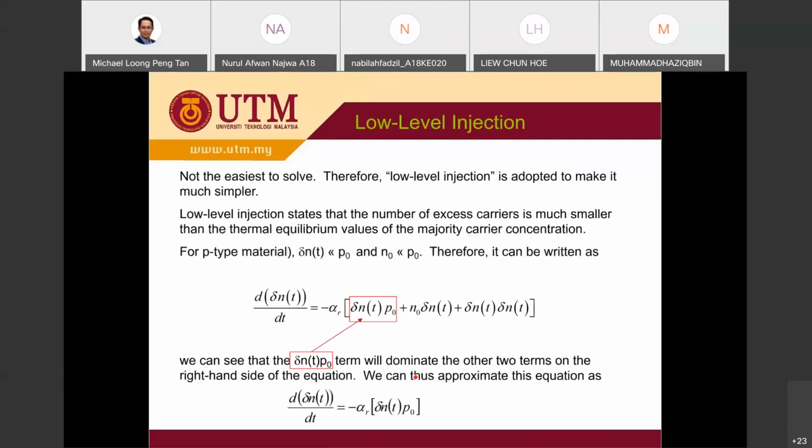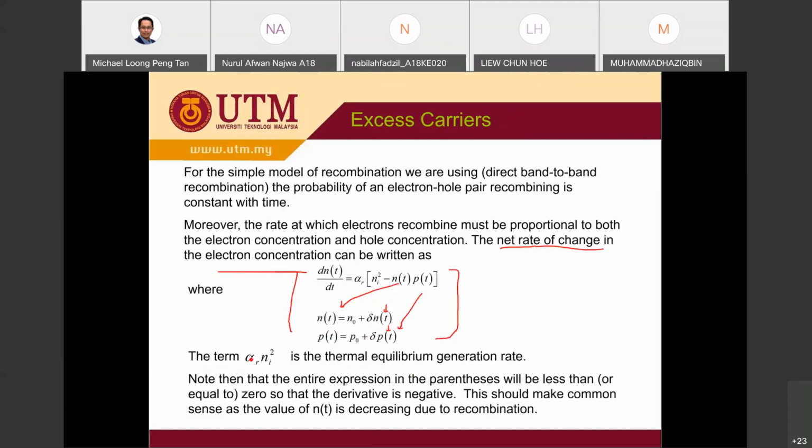This is how you get this equation. Let's get it back. Then you get this alpha Ni squared, which is called the thermal equilibrium generation rate. Okay, this is what you find. Then note that the entire expression in the parentheses will be less than or equal to 0, so that the derivative is negative. This should make common sense as NT is decreasing due to recombination. So NT is recombination.